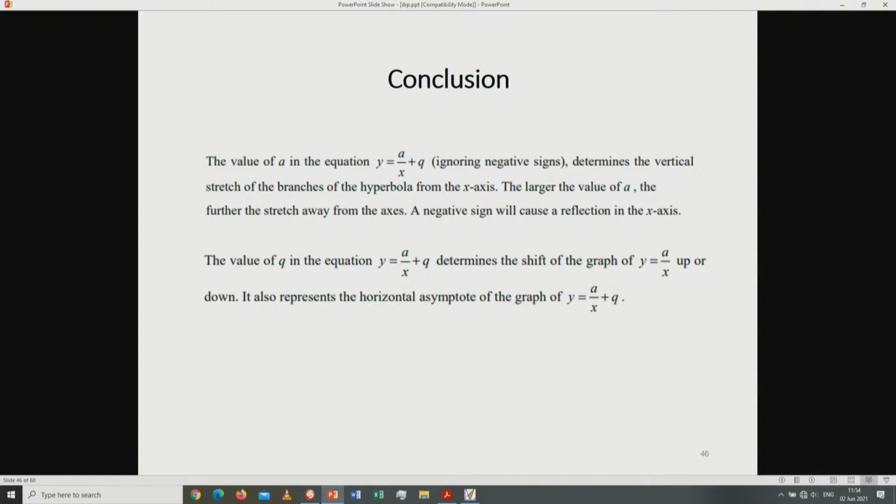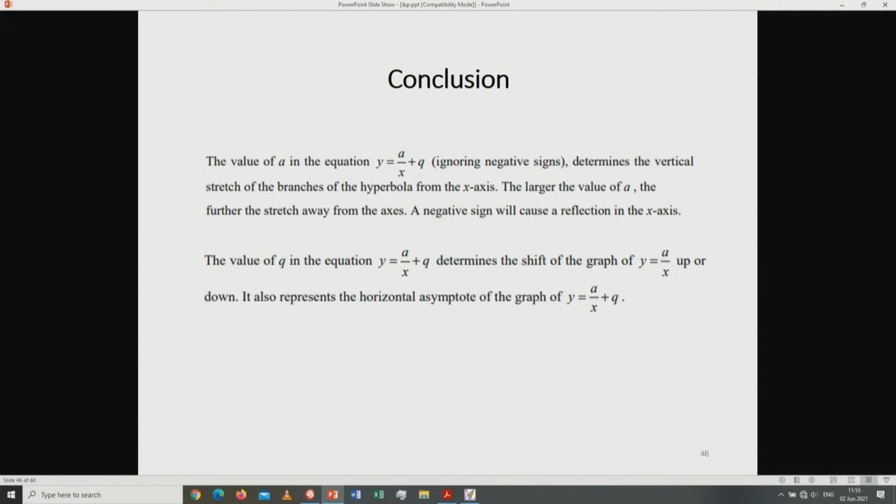And then the larger the value of a, the further the stretch away from the axis. Like I indicated, the larger the value of a, the more a becomes bigger, then the graph moves far away from the x-axis, both y as well as x. Right, what about the negative sign? We have seen now the negative sign will cause a reflection in the x-axis, like it did with the other graphs as well. A quadratic, the negative sign will cause a reflection in the x-axis.